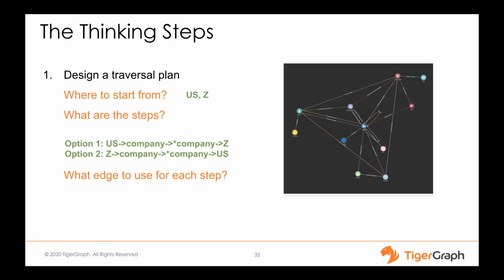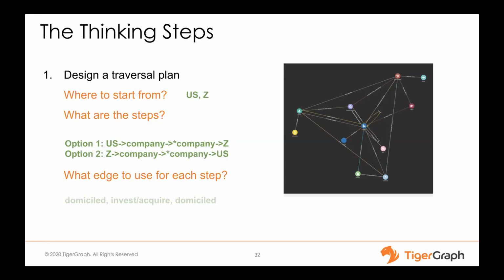Or on the other hand, we can traverse the other way around. We can start from country Z and then find all the ultimate parent companies domiciled in Z, and then find all the subsidiaries and check if they are in the US. So we actually have two options here.